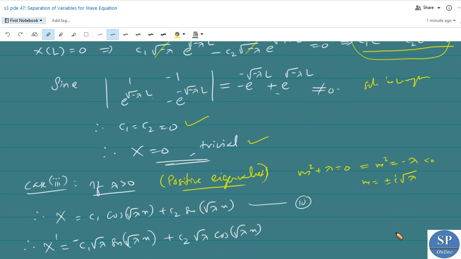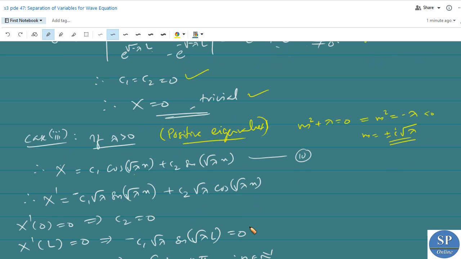Here we have complex conjugates, so the solution will be c1 into cos square root of lambda into x plus c2 into sin square root of lambda into x. To apply the boundary conditions, we can find the derivative first. So x dash is equal to minus c1 into square root of lambda into sin square root of lambda x plus c2 into root of lambda cos root of lambda x.